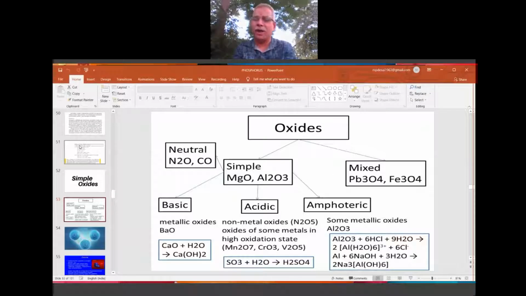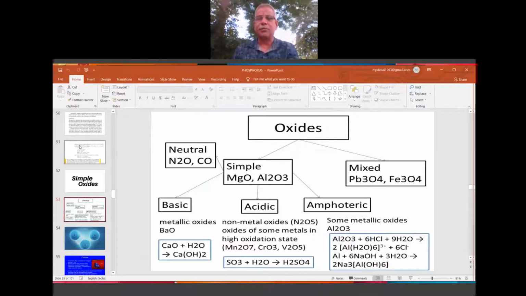What is neutral? Neutral oxides do not react, at least with acid or base. Amphoteric will react with acid or base, but here neither with acid nor with base. They don't show any acidic or basic property. They may react with something else, but not with acid or base, therefore they are neutral. The best examples are carbon monoxide and nitrous oxide, laughing gas. So these are neutral oxides.